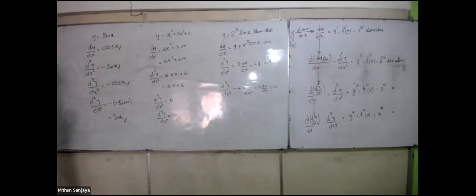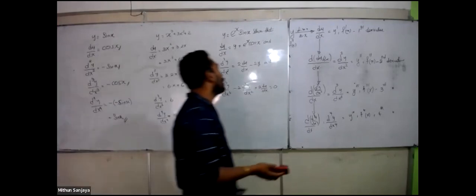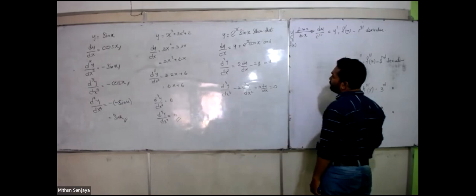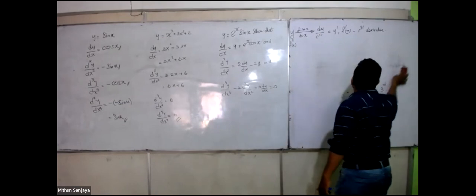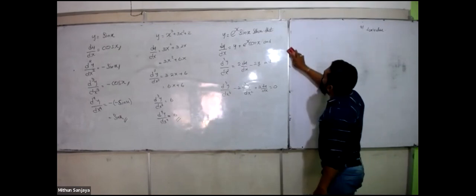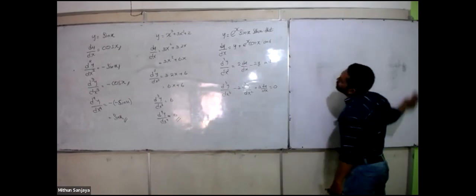Now, try the next one. Here we have y equals e^x sin x. We need to show that dy over dx equals y plus e^x cos x. Then there are the second derivative and also the third derivative.